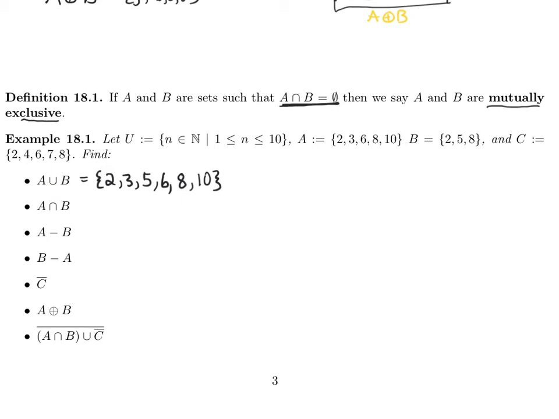Let's find the intersection. It's everything that is in both sets. So we have the 2 and we have the 8. That's it. 2 and 8.